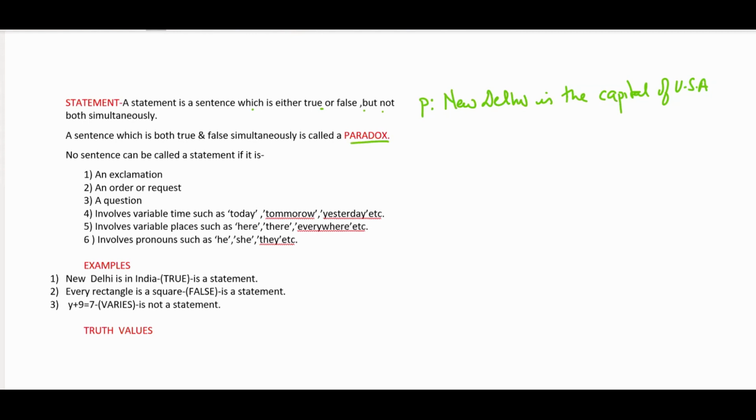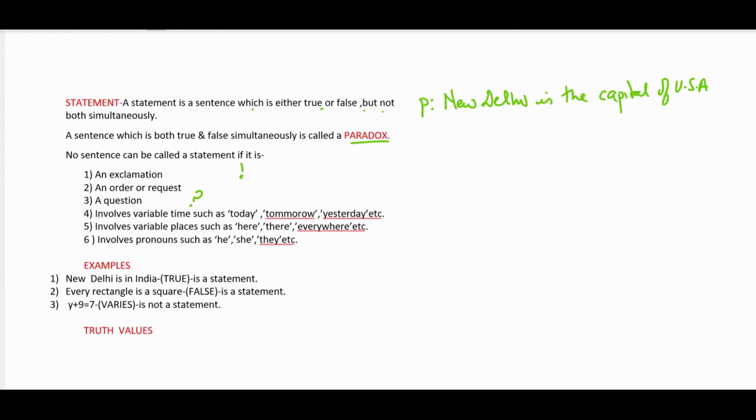Further, what is written here? No sentence can be called a statement if it is an exclamation, for example, oh God, you are great, with this exclamation sign. These types of sentences are not statements. An order or a request, for example, please close the door, is not a statement because this is a request. A question, for example, how old are you? This is not a statement because this is a question.